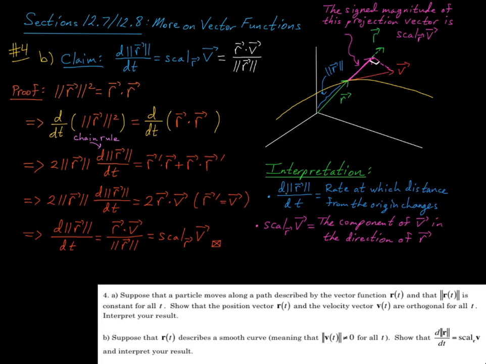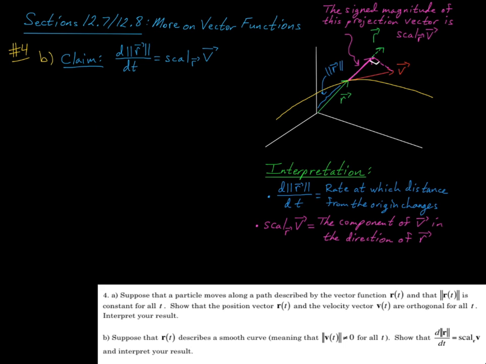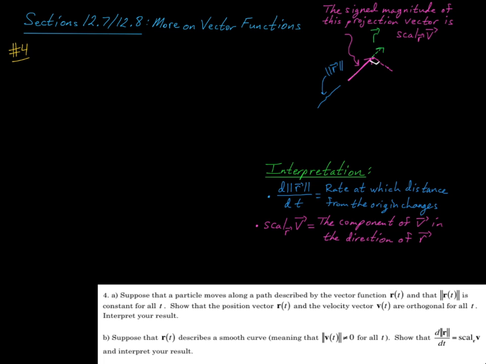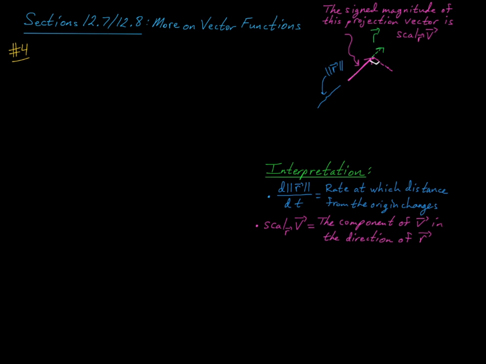So this result really is saying that the rate at which we are moving away from the origin is equal to the extent to which the velocity vector points in the direction of our position. The more that V aligns with the position vector, the faster we will move away from the origin. So with that in mind, let's look at 2 cases. These are 2 rather extreme cases.